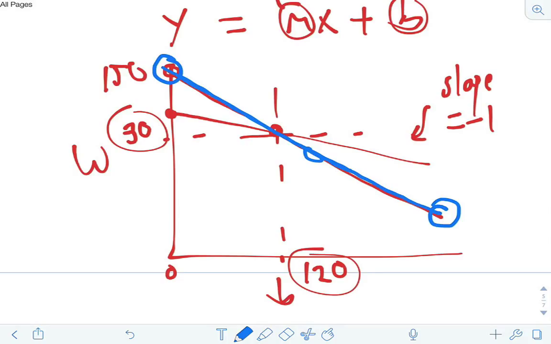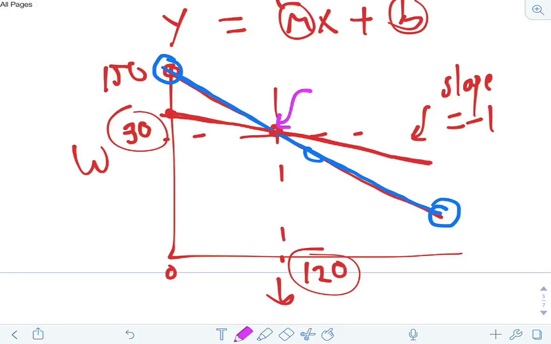The red line is the combinations of beer and wine that satisfy the second equation. There's only one point that satisfies both equations, and that is the intersection. That intersection represents the solution of the system of equations.